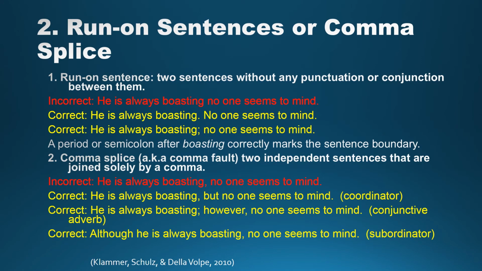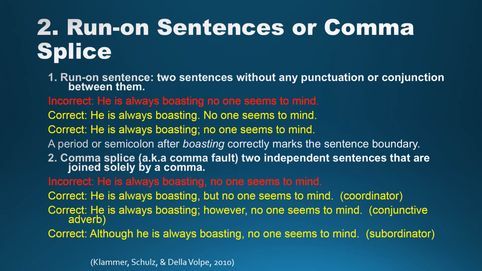Aside from time allocation, many students have certain problems with grammatical concepts. The most common error that students make is to commit run-on sentences or comma splice. First, let's look at run-on sentences. A run-on sentence is committed when 2 sentences are joined without any punctuation or a conjunction between them.